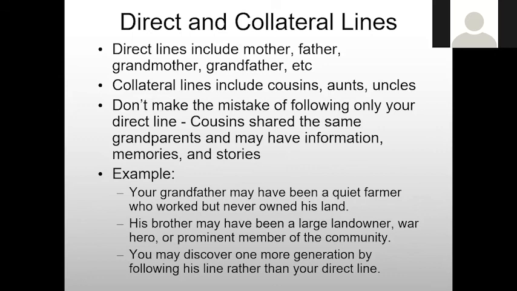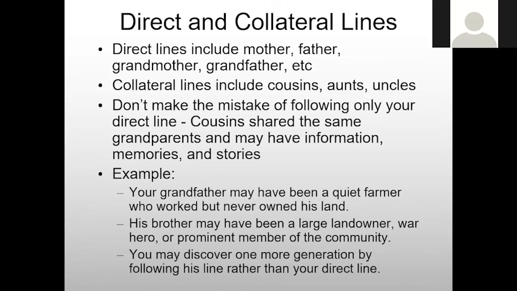We did talk initially a little bit about direct and collateral lines, and we want to make sure that we don't skip over those collateral lines. Those cousins did share the same grandparents, and they might have more information, they might have memories, they might have stories that you in your particular family do not have. They might also have pictures. So these collateral lines are a very valuable resource.